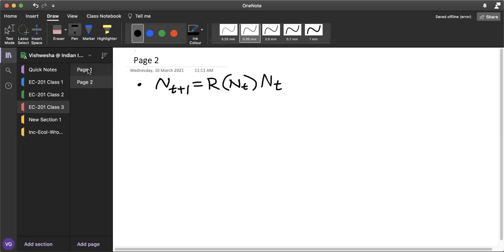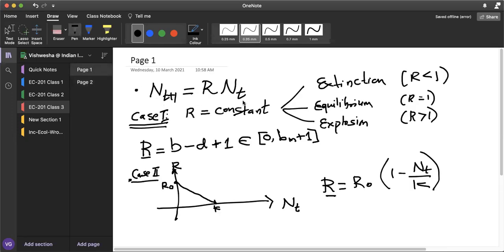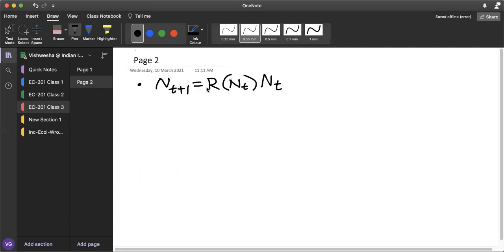Let me go back and tell you what changes I have made. I am beginning with this. When we began, we assumed R was constant, but R constant is just a very simple assumption that corresponds to unlimited resources, right? That will not be true. R will decrease with N, therefore R will depend on N. So that's what I am now writing. NT plus 1 could in general be written in this form: R, which itself depends on the population size, and then you multiply this R by NT. This is a very general way of writing the equation.